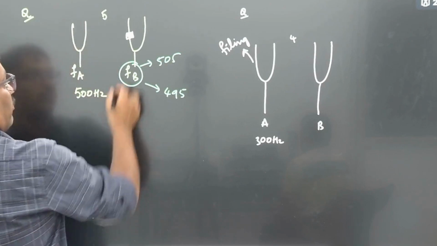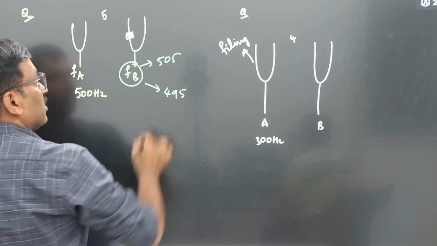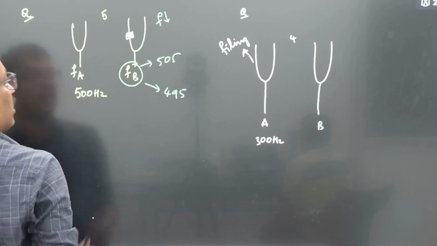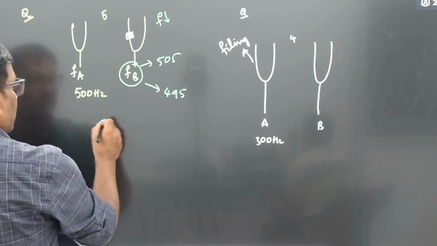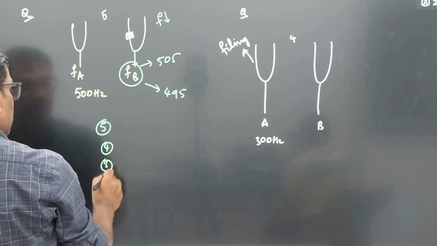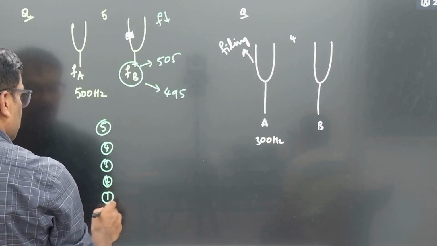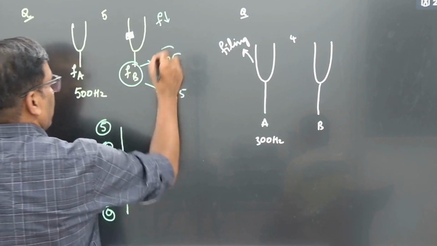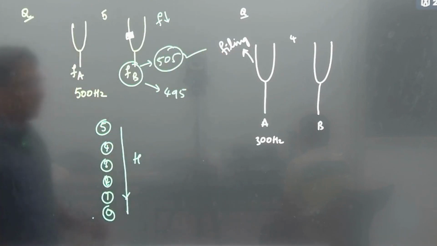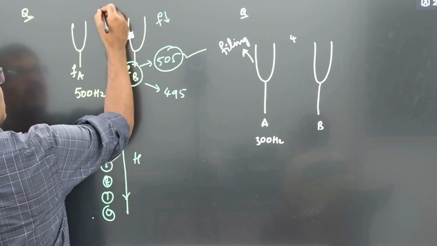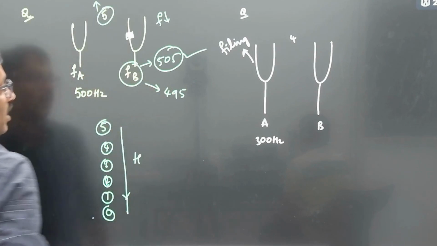What I did now is add wax. That means the frequency of this one is decreased. If again sounded together you get 5 beats, or 4, 3, 2, 1 or 0, then in all these cases the higher one will be your answer. Suppose after adding the wax you get more than 5, then 495 will be your answer.